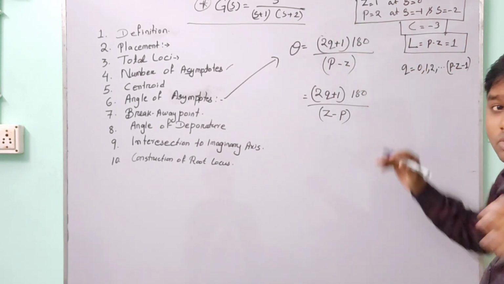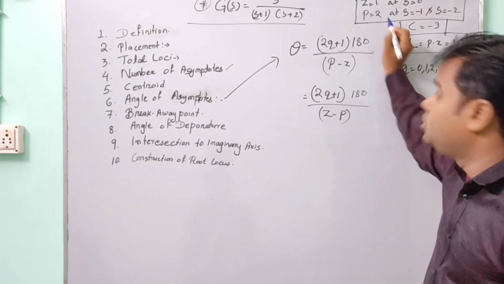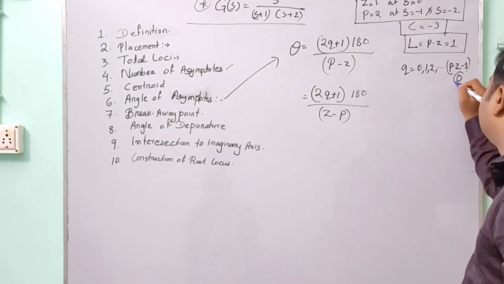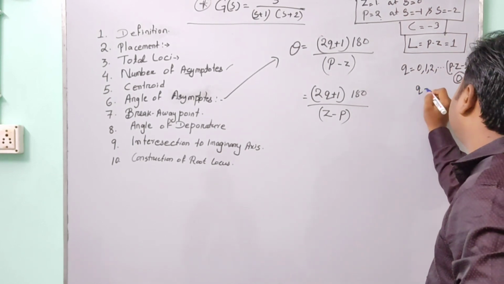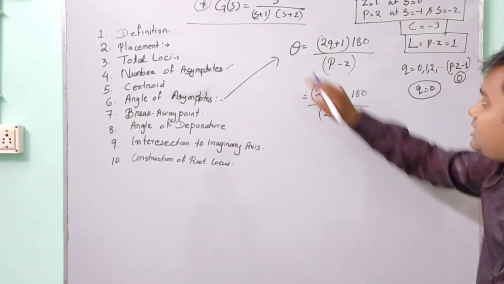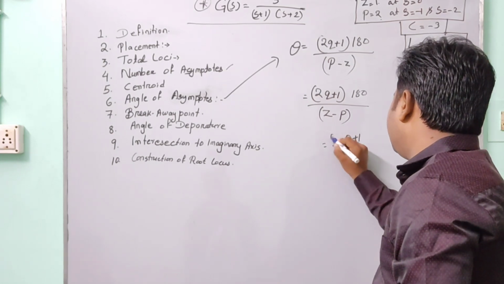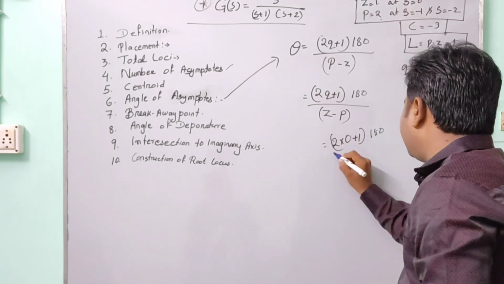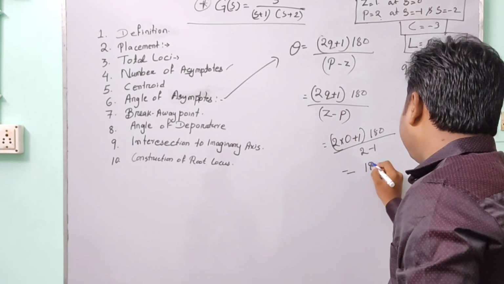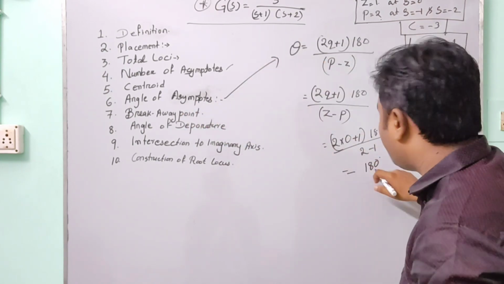In the previous question, the number of zeros is 1 and the number of poles is 2. So p minus z minus 1 equals 2 minus 1 minus 1, which is 0. From 0 to 0, that means only the value of q is 0. So the value of theta will be (2 into 0 plus 1) into 180 degrees divided by 2 minus 1, which is equal to 180 degrees only. The angle of asymptote for this question is 180 degrees.